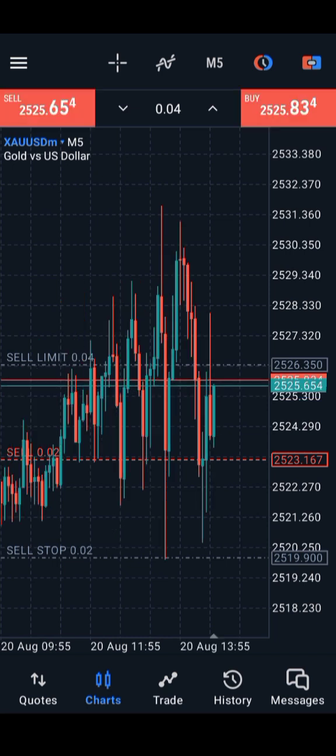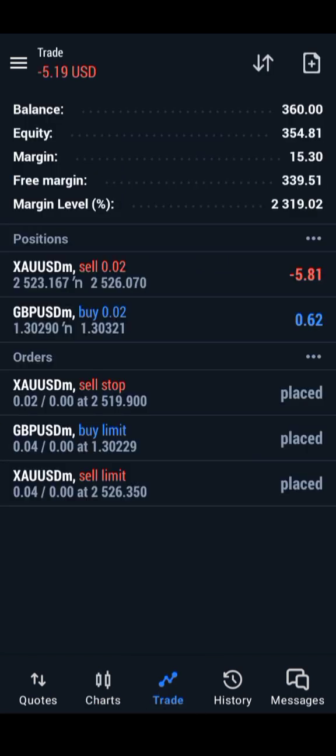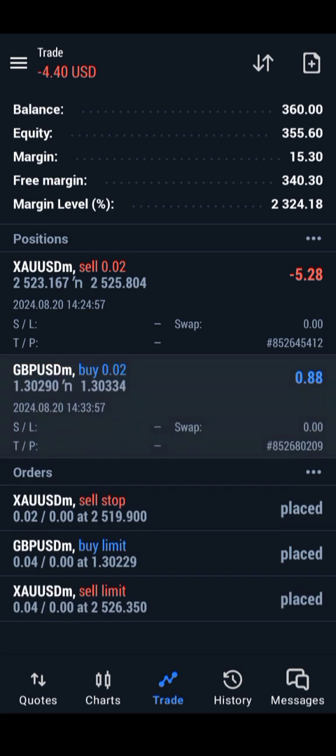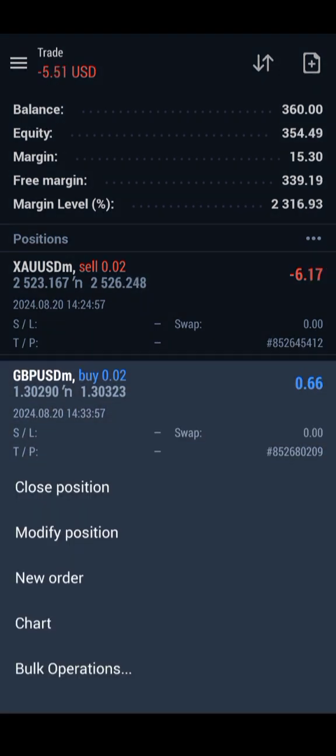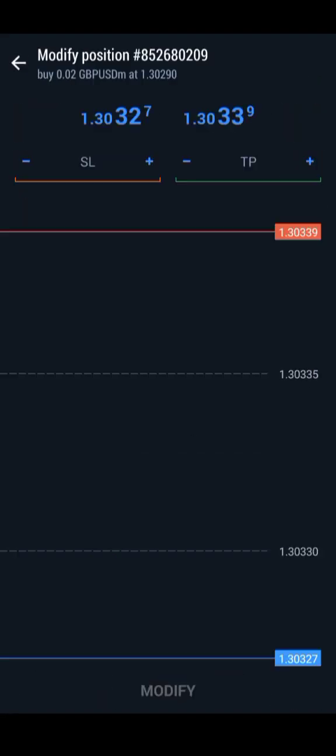Just to make sure that you are always on the right track, the other concept I'm going to talk about is how you can modify your trade. Let me say, for example, I want to modify this trade now. I'll come here, hold it. When I hold it, you see modify position. You click on modify position.